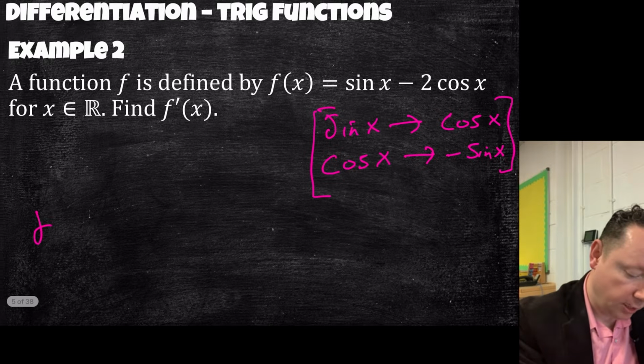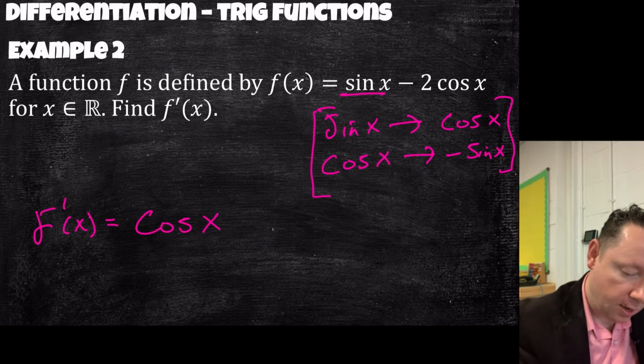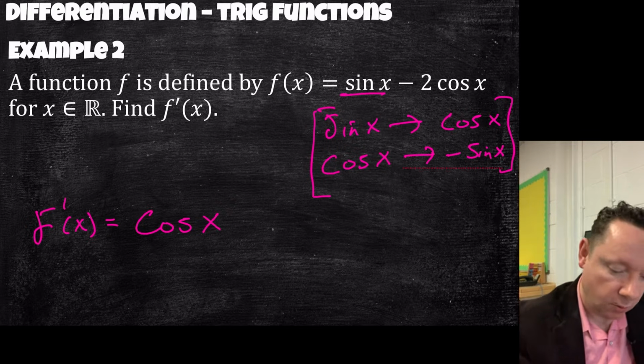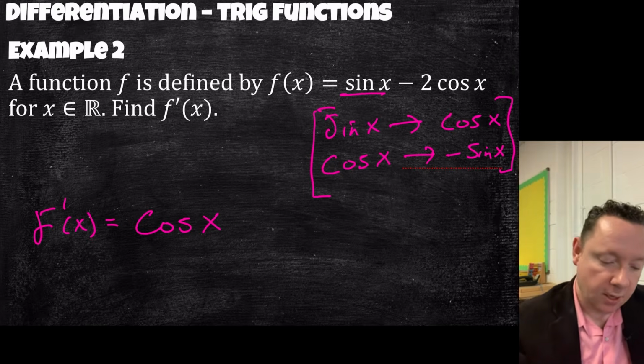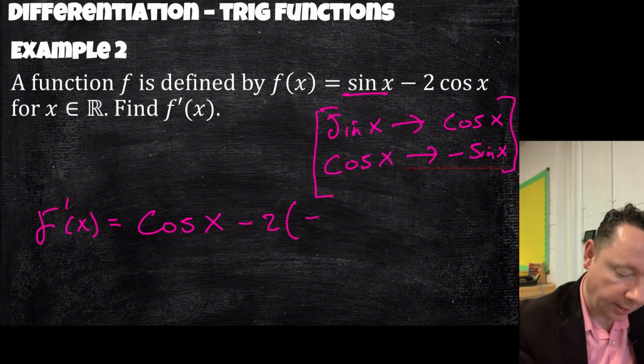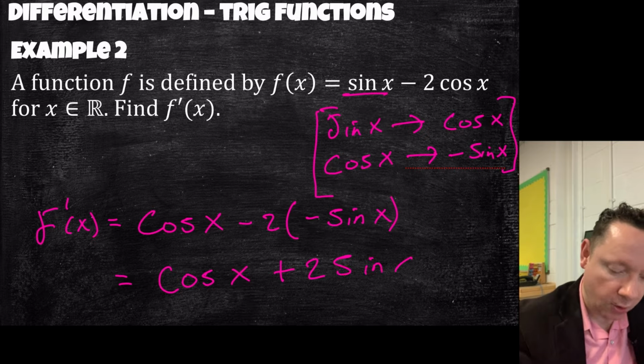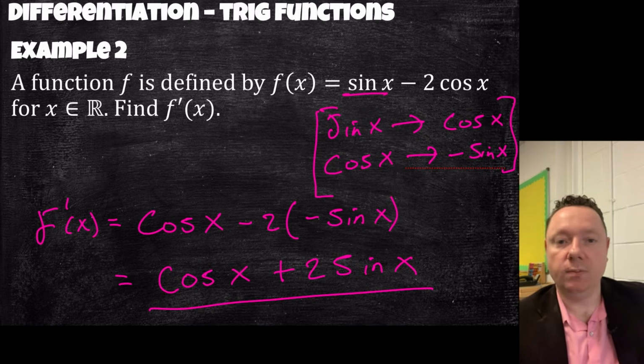So then we can just differentiate this, f dash x. Looking at the first thing, sine x goes to cos x, then minus 2 cos x. Well, cos goes to minus sine, so minus 2 times minus sine x, which equals cos x plus 2 sine x. And notice there's no degrees signs on there because we're working in radians, which we'll learn about when you do trigonometry.